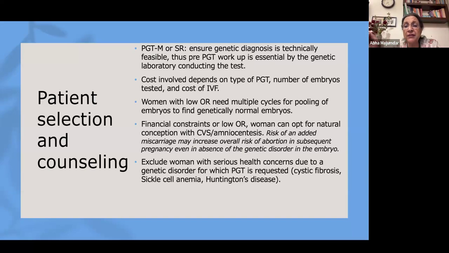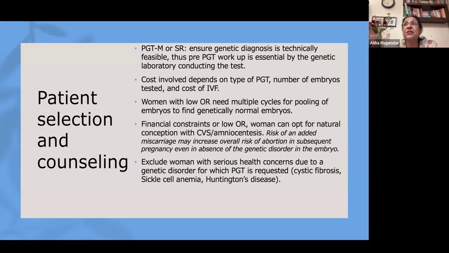Now, exclude women with serious health concerns due to the genetic disorder for which PGT is requested. Women who have cystic fibrosis have so many respiratory problems that it is very, very difficult for the obstetrician to take them across pregnancy. Sickle cell anemia and Huntington's disease become incompatible with a normal pregnancy. The woman is not able to carry a pregnancy very happily. So please do not do PGT for such women, or in today's world, arrange the option of surrogacy for them because they cannot carry the pregnancy forward.